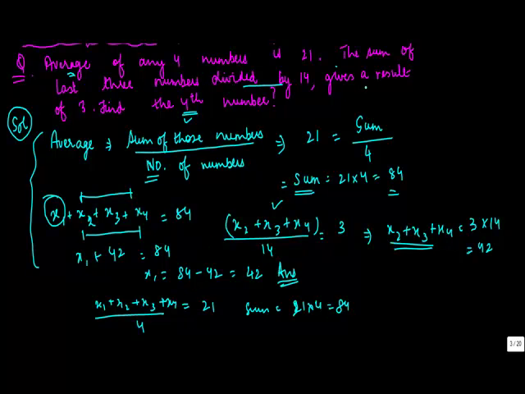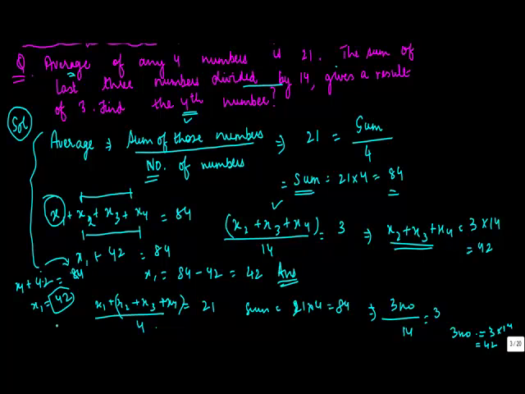The sum of the last three numbers divided by 14 gives a result of 3. Instead of writing all three numbers, because you will spend some time on it, you just say three numbers divided by 14 is equal to 3. So the three numbers is equal to 3 into 14, 42. Now you know this is 42, so you just put it here. So you say x1 plus 42 is equal to 84, or x1 is equal to 84 minus 42, since the sign will change. So 84 minus 42 is equal to 42.